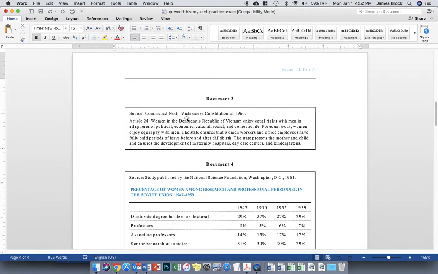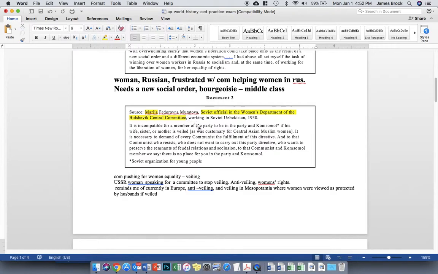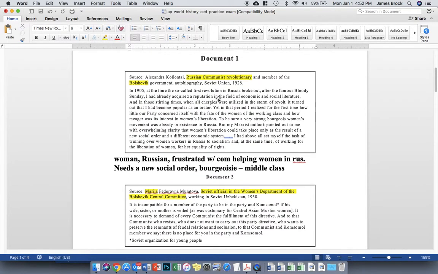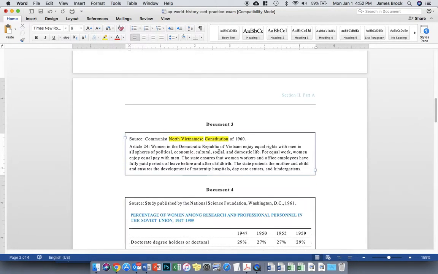Okay, for document 3, this is North Vietnam. Of course, we know that's communist Vietnam. 1960, and it's their constitution. All right, so here's another thing I've noticed too. This is a quote coming from an official government person. This is the Constitution, so it can't get more official.